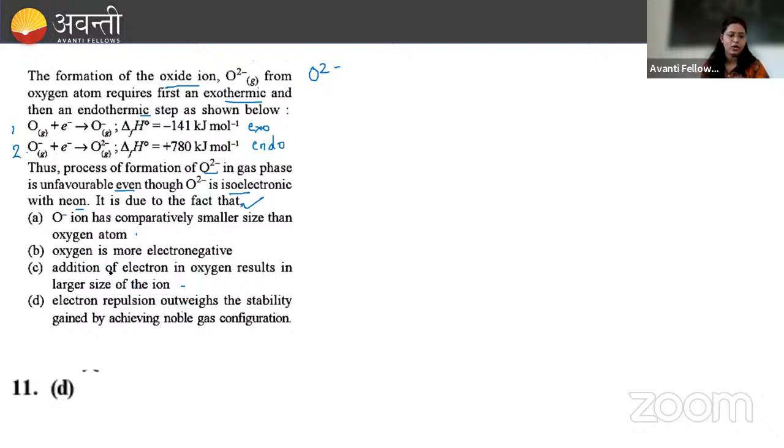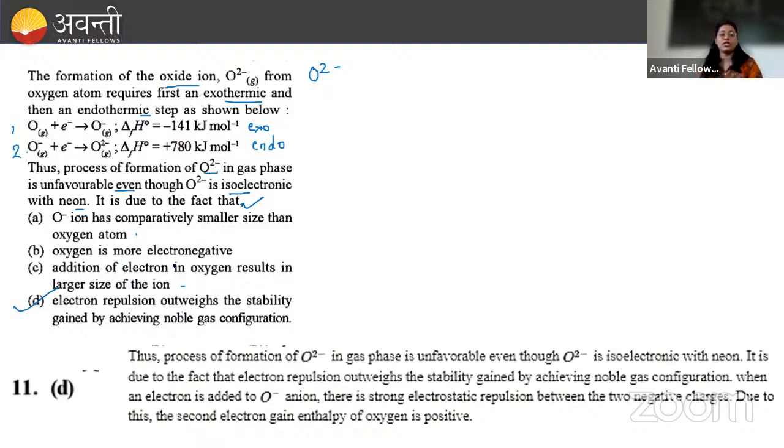D. तो यहाँ पे क्या होता है ये जब रिएक्शन होती है एक्सोथर्मिक और एंडोथर्मिक, सो यहाँ पे फॉर्मेशन जब हमारा O2 माइनस का हो रहा है, there is a formation of O2 minus in a gas phase, this is unfavorable even though O2 minus is isoelectronic with neon. Why? Because यहाँ पे क्या होता है, due to the electron repulsion outweighs the stability gained by noble gas configuration.